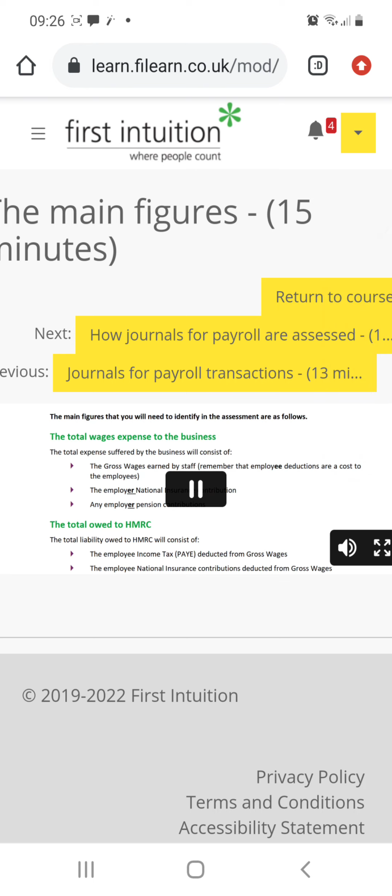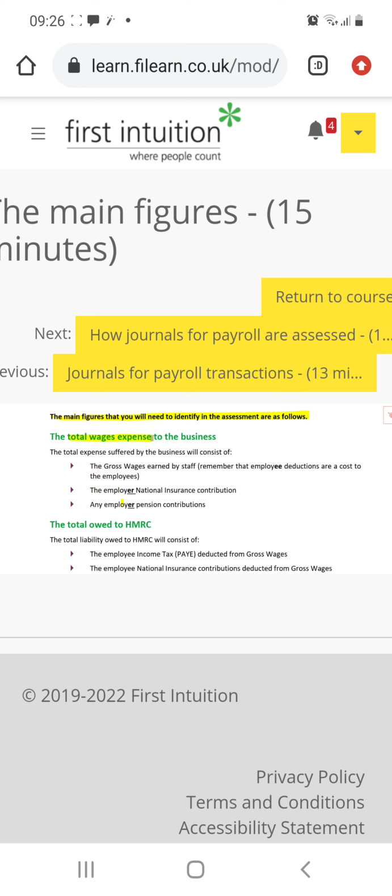Okay, so if we continue on here looking at the section on journals that we need for payroll transactions, it's just giving some details here of the key things that you're going to need to be able to identify in the assessment. And so key figures you'll need to work out and what they consist of.